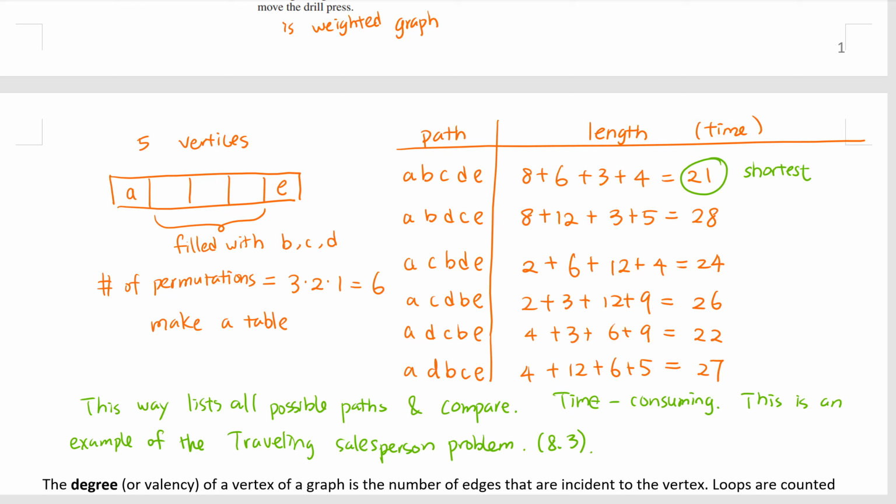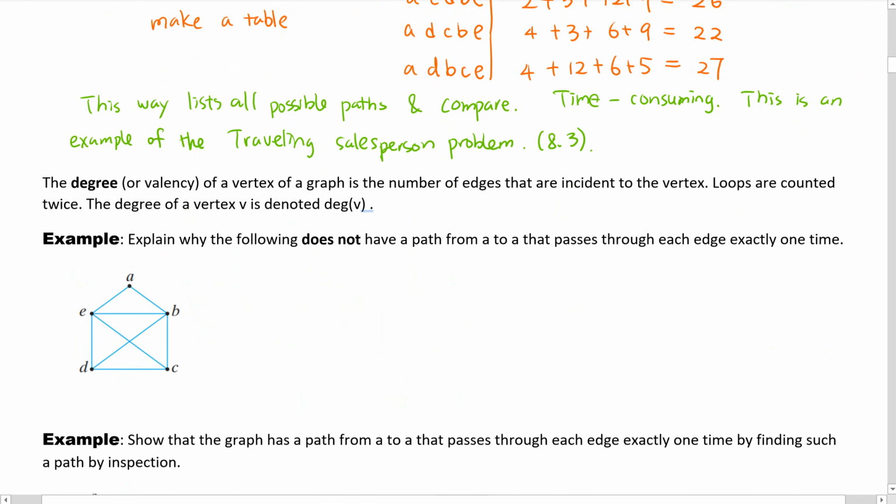So in this chapter, I will teach you that there is an algorithm to find the shortest path. You don't need to list all the paths, calculate all the lengths and compare for the shortest. There is an algorithm to help us find the shortest path. All right, let's continue.